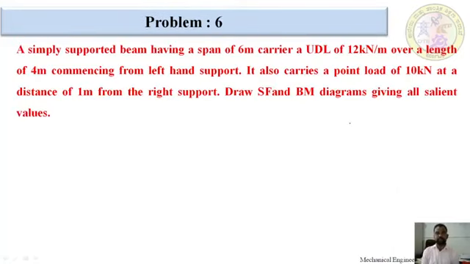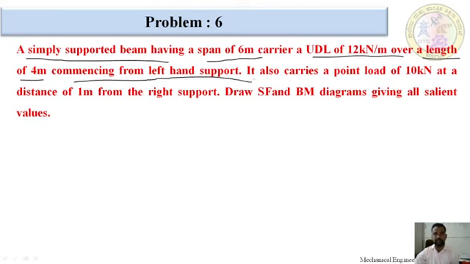And we are going to have another problem, number 6. This is a very big problem. We are going to start very carefully. First of all, they have given a simply supported beam having a span of 6 meter, carrying a UDL of 12 kilonewton per meter over a length of 4 meter commencing from the left support. The UDL is starting from the left-hand support. Commencing is another word for starting point. It also carries a point load of 10 kilonewton. I am going to draw up to here only. They have given a simply supported beam.